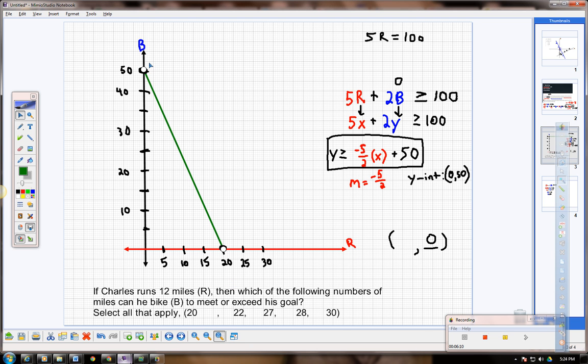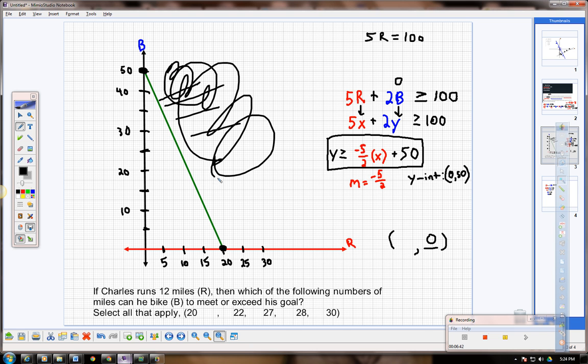So once you get the line graphed, it doesn't let you shade, but what you need to be thinking is, okay, if he wants to meet or exceed his expectations, well, the green line would be him meeting his expectations, and then everything above that line is going to be Charles meeting or exceeding his expectations. And it just gives us that nice visual there.